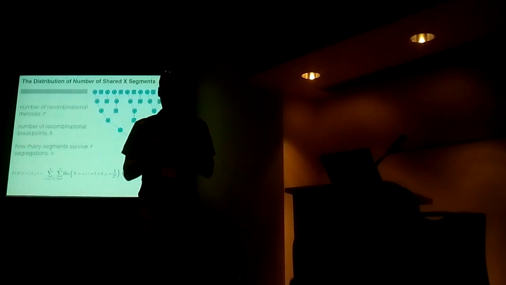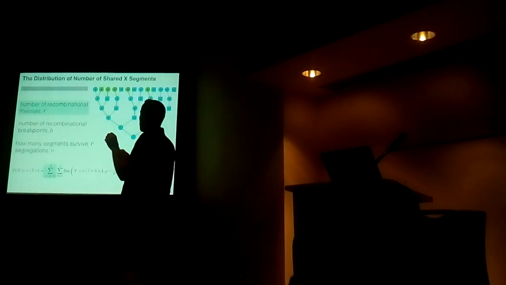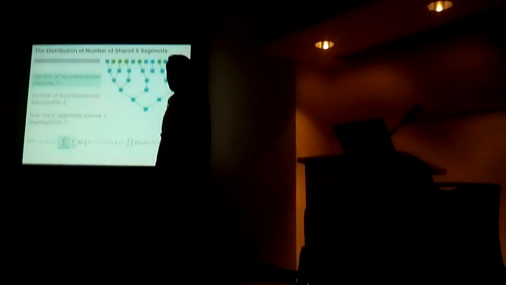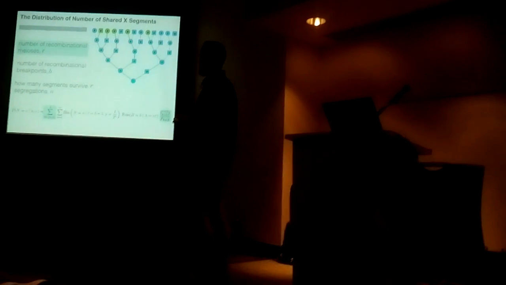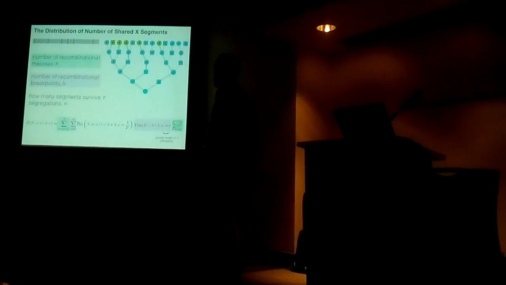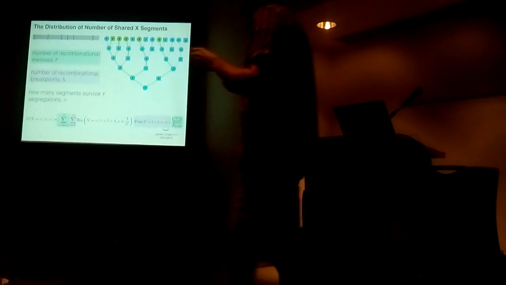So with this model, we can then look at the number of segments that a present-day individual would share with an ancestor K generations back. I'm going to build this up in steps here. So here is an X genealogy. As I said, we're uncertain about which particular ancestor we're inheriting these X segments from. So they could be 5 recombinational meioses apart or 2 recombinational meioses apart. So we simply marginalize over all the unknown number of recombinational meioses here. We then have a Poisson model for the number of recombinational breakpoints that occur across these R recombinational meioses.